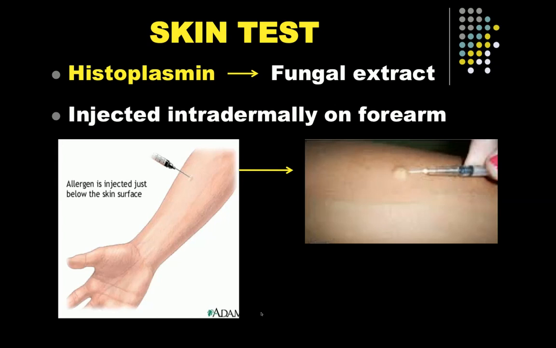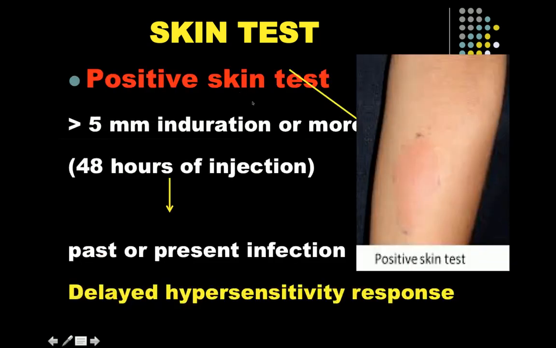Another test which is performed in patients who have this infection, histoplasmosis, is a skin test. In the skin test, you take histoplasmin, which is a histoplasma or fungal extract, and inject it intradermally in the forearm, and you will see a bleb. Within 48 hours, the test is positive if you get an area of more than 5 millimeters of induration. A red area of induration within 48 hours of injection indicates past or present infection by this pathogen.